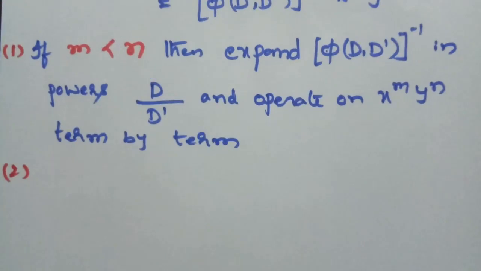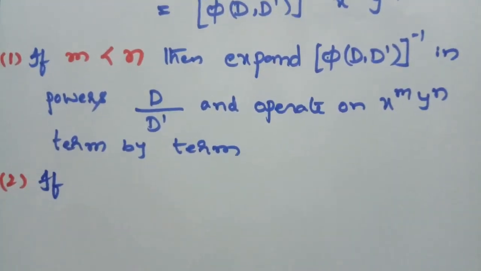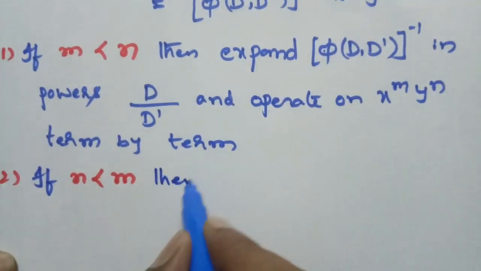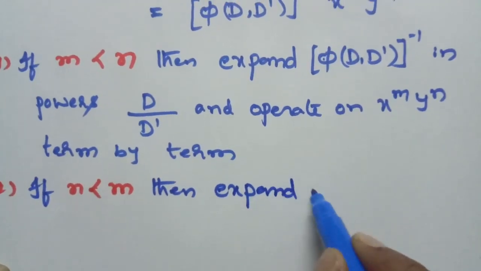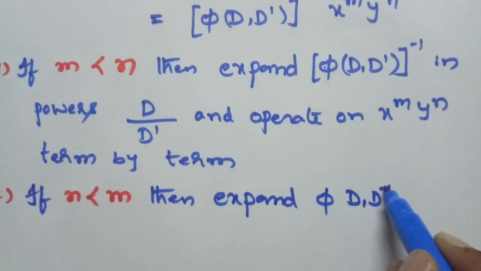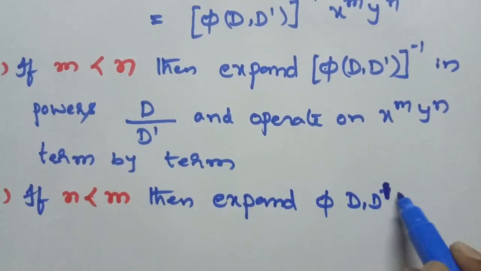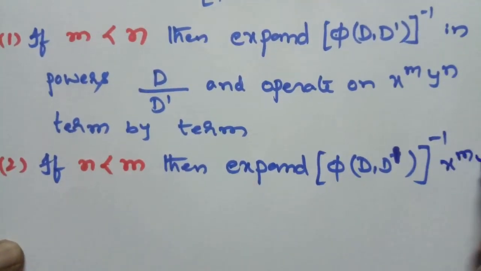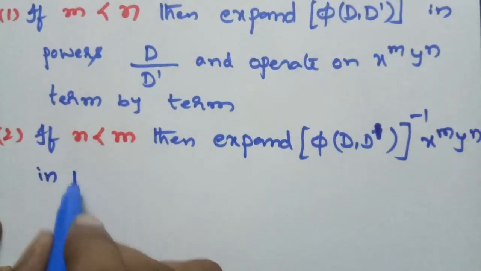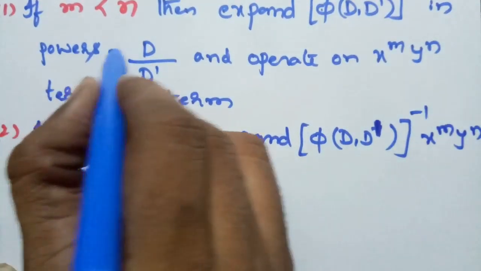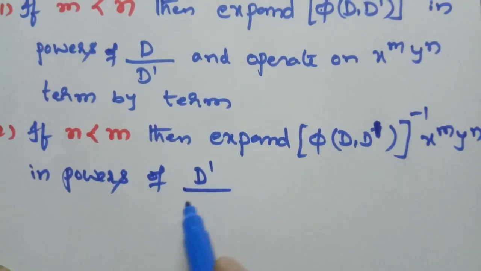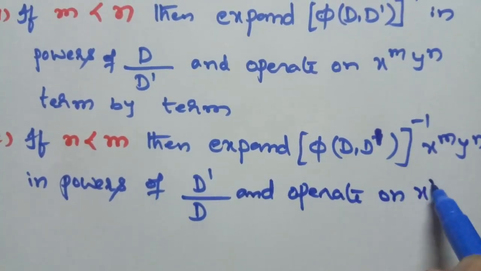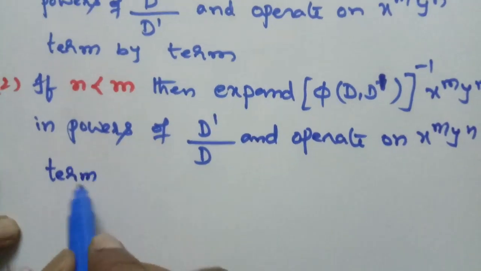Second one, if n is less than m, then expand phi of D, D dash whole inverse into x power m into y power n in powers of D dash by D and operate on x power m into y power n term by term.